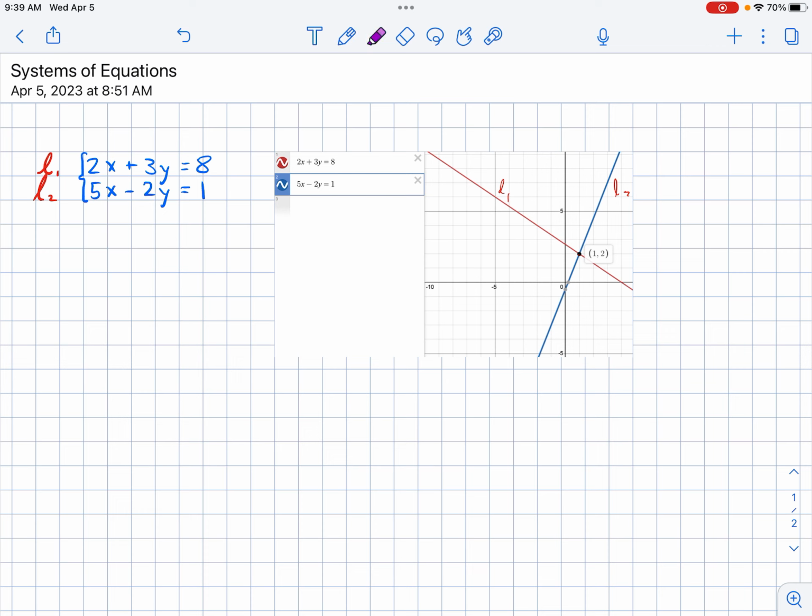Line 1 is over here, this line, and then line 2 here, and I look at the intersection. So I get that the intersection is (1, 2). So that gives me the solution of that system. We've also got the substitution method. We've got the elimination method. But what we're learning from this chapter is that we can use matrices. In other words, we've got this inverse matrix method.